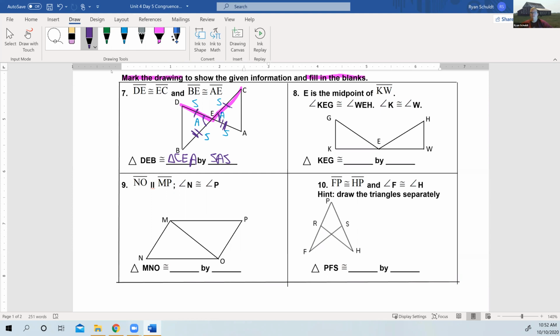Now let's look at number 8. For 8, they tell us E is the midpoint of KW. Well, if E is in the middle, what's that mean about KE and EW? They're the same. Then they tell us the angle KEG, so this one, is congruent to WEH. And that K is congruent to W.